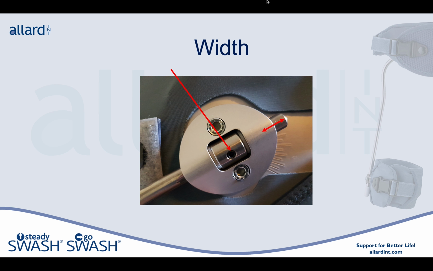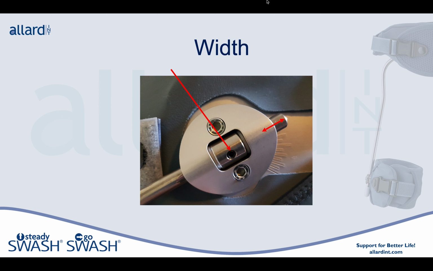If it's too wide, if the upright's too far from the leg, we have to loosen the set screw and slide it in. So the width adjustment for the upright is all done in the joint assembly by loosening that set screw and sliding the upright either further into the orthosis or into the joint assembly, or sliding it out of the joint assembly.